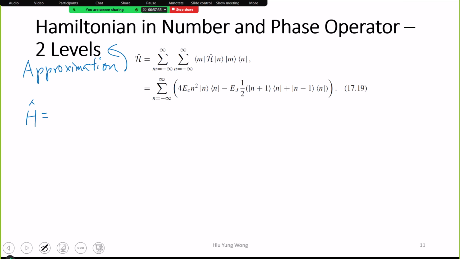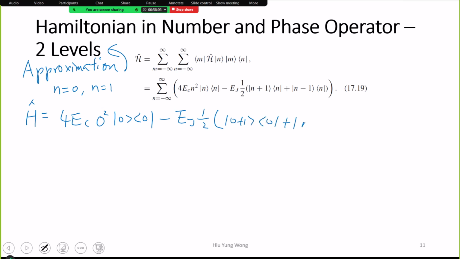Summation, when I say two-level, I mean I only care about n equal to 0 and n equal to 1. I only add these two terms, right? So let's start with n equal to 0: 4EC, I'm doing the summation, I put n equal to 0, 0 squared |0⟩⟨0|, minus EJ over 2, |0⟩⟨1| plus |0⟩⟨-1|. That is for n equal to 0.